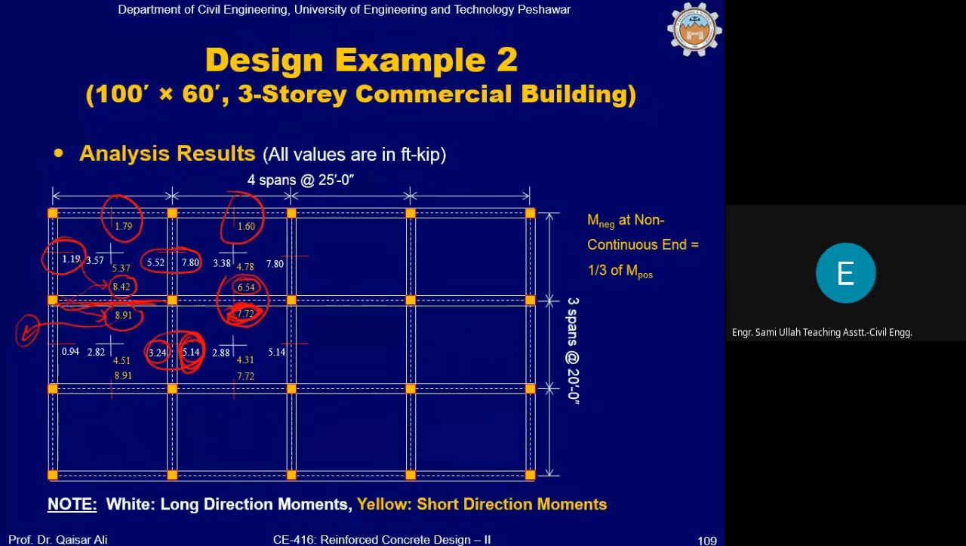तो फिर ये वैल्यू कहाँ से आ गई? 1/3 लेते हैं. 1/3 of this moment. For example, 5.37 divided by 3 आप करें, so you will get this value. Similarly, 3.57 divided by 3 अगर आप करें, so you will get this value. Okay. Similarly, 2.82 divided by 3 आप करें, so you will get 0.94. Okay.